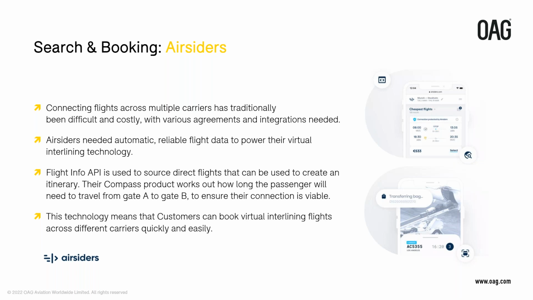So the challenge here is that connecting flights across multiple carriers has traditionally been difficult and costly and often needs various agreements and integrations. And so Airsiders needed automatic and reliable flight data to power their virtual interlining technology. So they use our Flight Info API to source direct flights that can then be used to create an itinerary for a customer. And their Compass product works out how long the passenger might need to travel from, say, gate A to gate B, just to make sure that their connection is viable. And this technology means that customers can book virtual interlining flights.